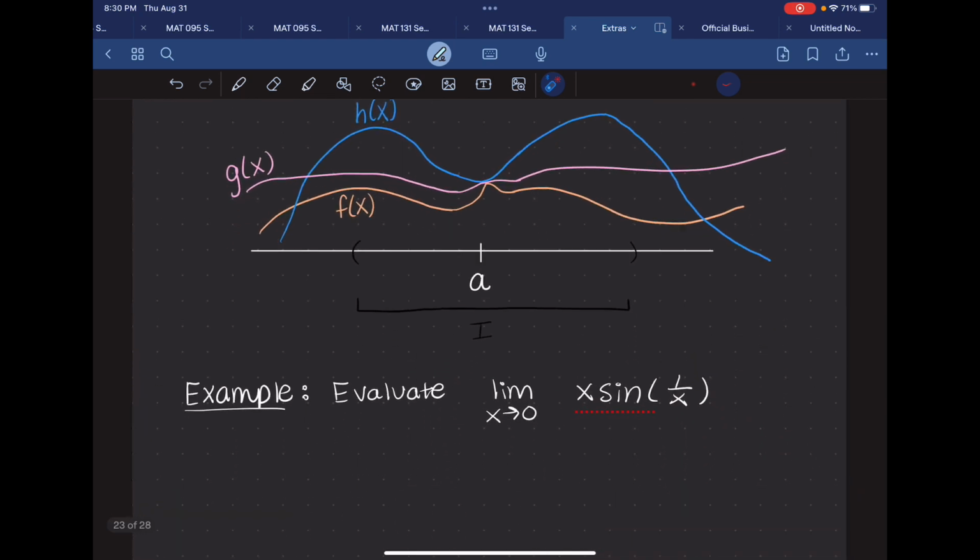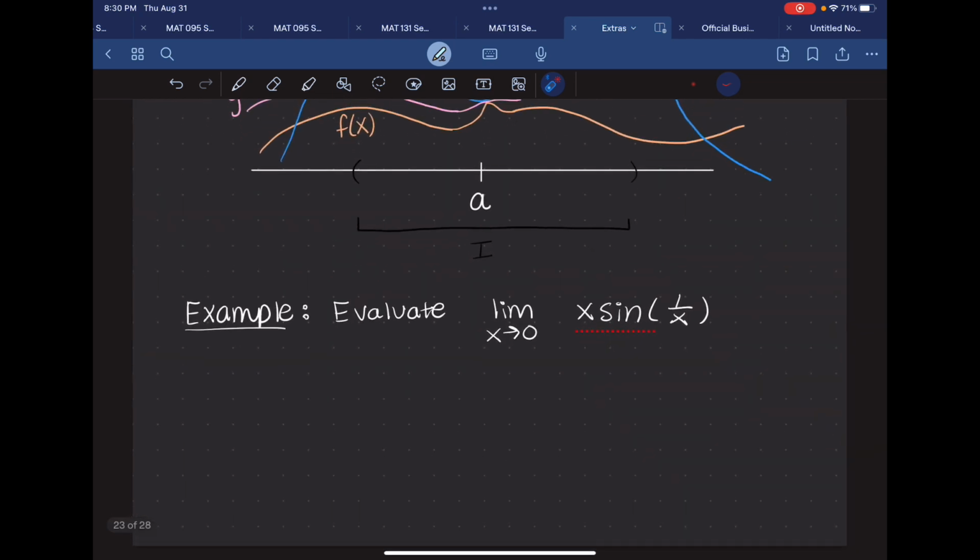Okay, so I'm going to show you how you could use something like this to solve a problem. So we've got evaluate the limit as x goes to 0 of x times sine of 1 over x. Now, you might initially think, well, why don't I just plug 0 in? I've got 0 times sine of, and then here's the issue. We get 1 over 0, which is undefined. It's not a number. So we can't just plug it in.